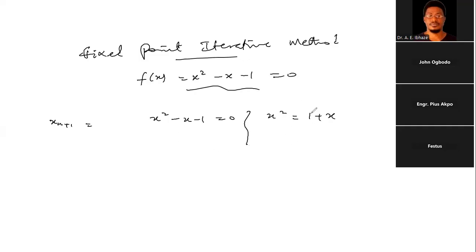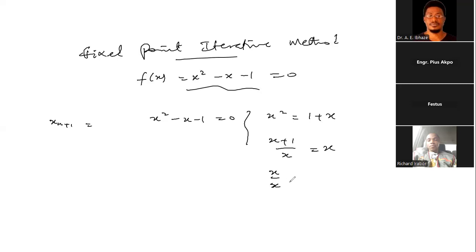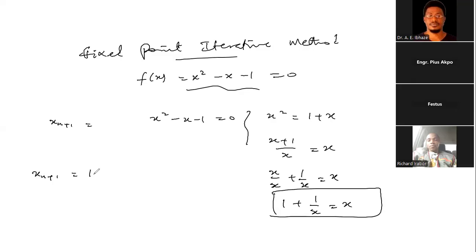And now we can literally rework this. We can say this is the same as saying x plus 1 over x is equal to x, right? Because if I cross-multiply, that would be x plus 1 is the same as x squared, divided by x. So I can say x over x plus 1 over x is the same as x. So 1 plus 1 over x is equal to x. Right? So I can say x of n plus 1 is the same as 1 plus 1 over x of n. I just performed a little magic, right? For the fixed point. So this is what we are going to use for the fixed point iteration and begin to vary this value, okay?